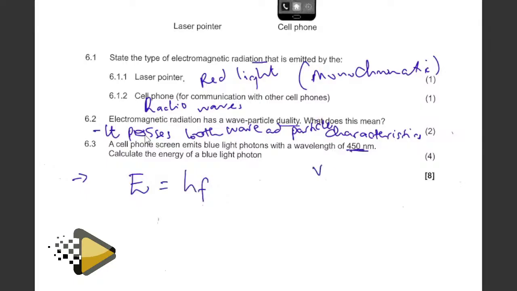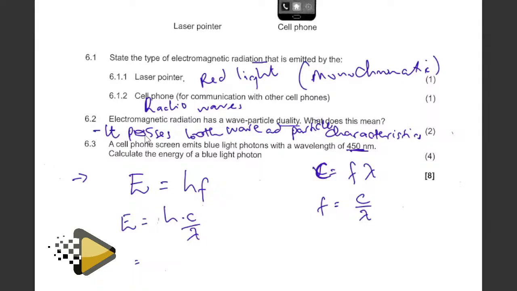We know that V is equal to F lambda. So we need to make F the subject, so that it is, let me use C in this case, C over lambda. Which means F equals HC over lambda. We know that H is Planck's constant.